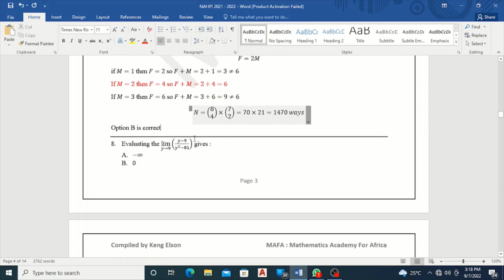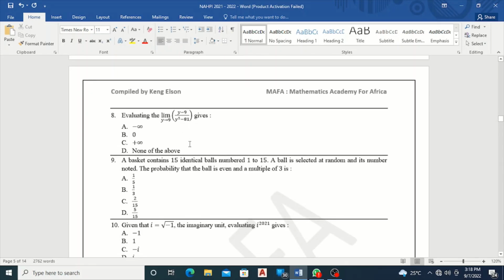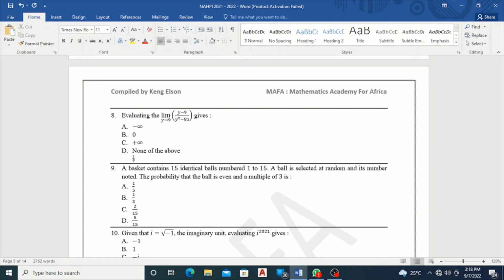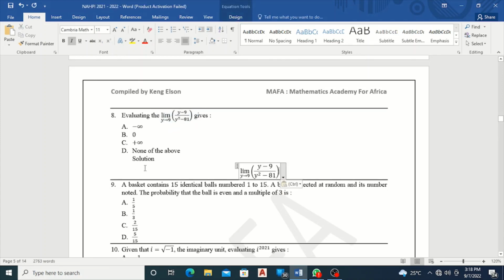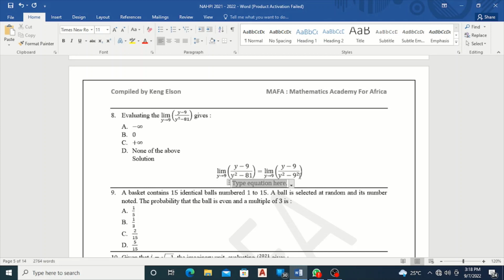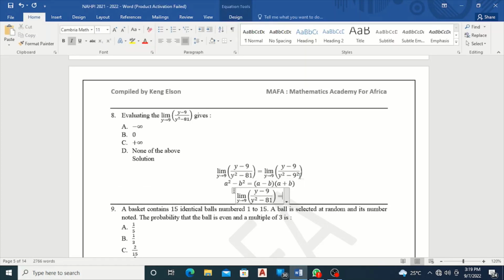Alright, so I'll just push this down so that we go to the next page. Question 8, evaluating the limit as y tends to 9 of that. So this limit, the limit as y tends to 9 of this fraction here, is the same as the limit as y tends to 9. Now 81 is the same as 9 squared. So we can see difference of 2 squares in the denominator. Difference of 2 squares says a squared minus b squared is equal to a minus b times a plus b. So it means that our limit will be equal to, now in the denominator I can see my a is y and my b is 9, so it's y minus 9 times y plus 9.